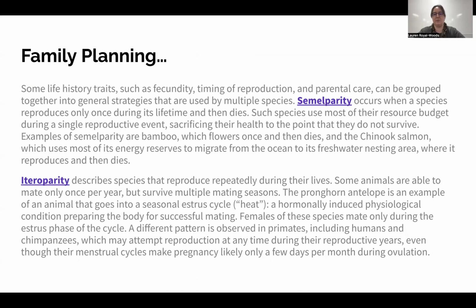So we've got semelparity, which is when a species reproduces only once during its lifetime and dies. They use all of their energy budget on just making kids and then moving on. Bamboo is one of these, because bamboo will flower once and then die. Salmon, after all those things where I showed you the salmon chute system, or the salmon ladders, they jump, jump, jump. They all have sex and then they die.